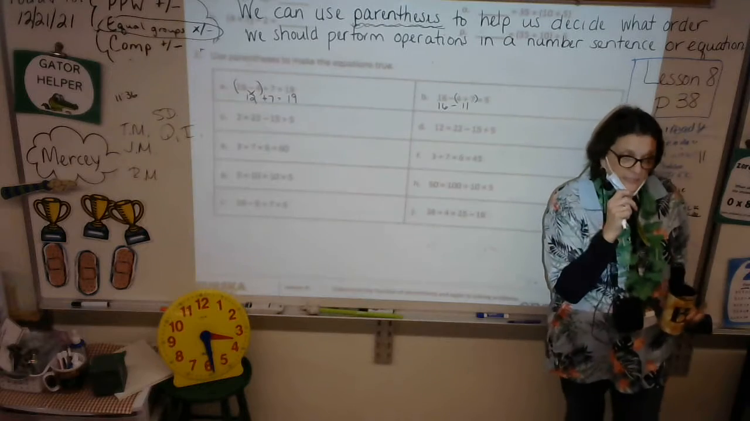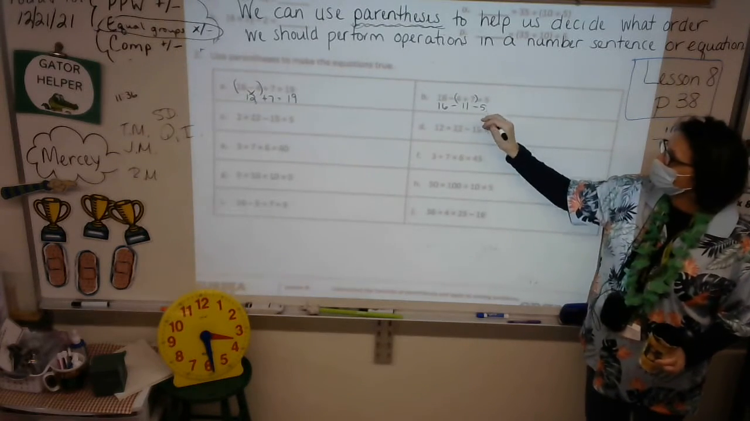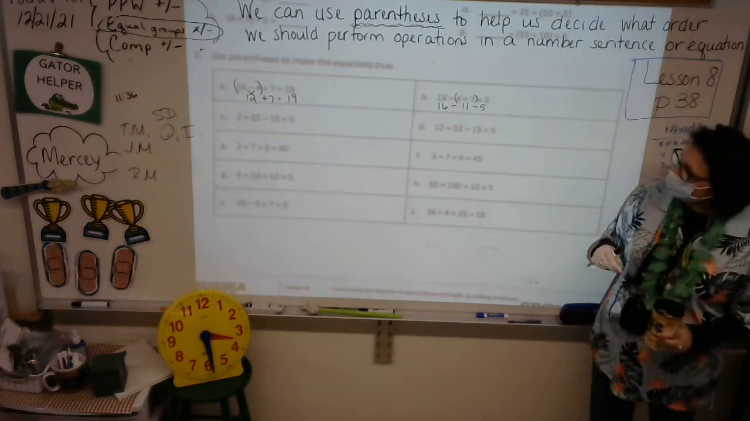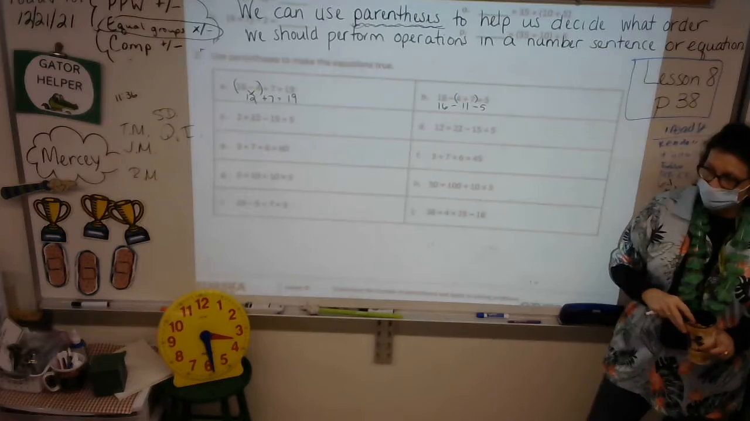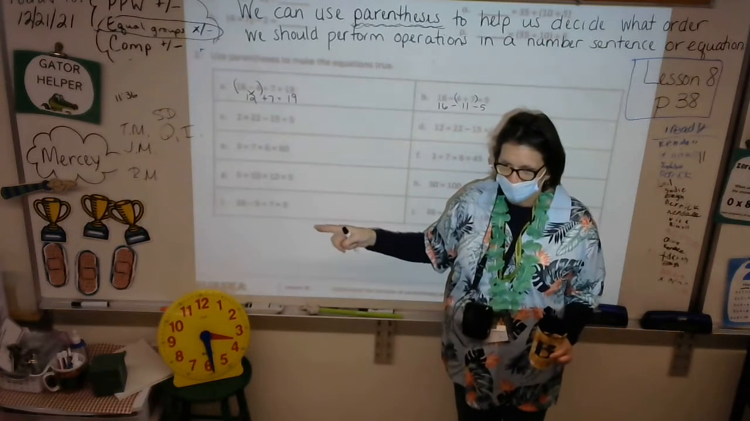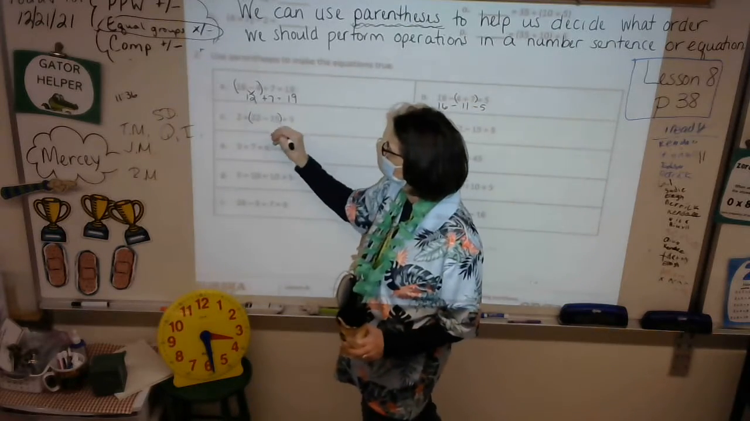And what is 16 minus 11, class? It is 5. How about that? First time we got it right, didn't we? Go ahead, Nathan. Okay, let's try the next one. 2 equals 22 minus 15 plus 5. Let's guess and check. Let's put it around the 22 minus 5, shall we?